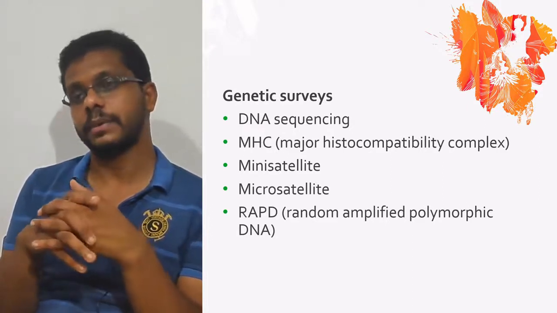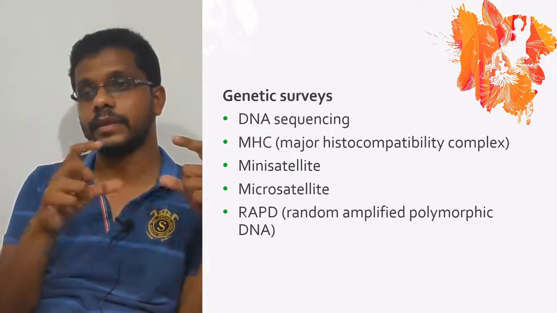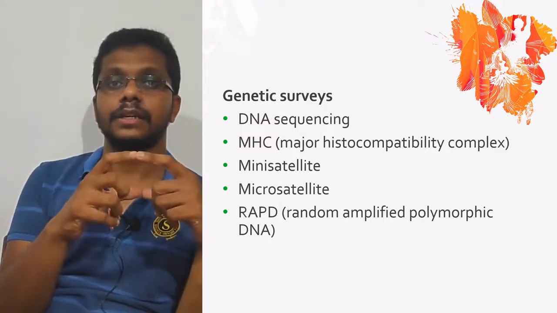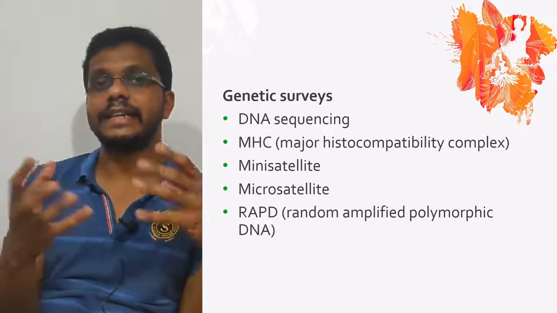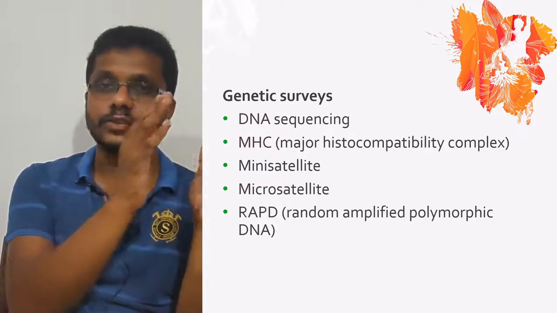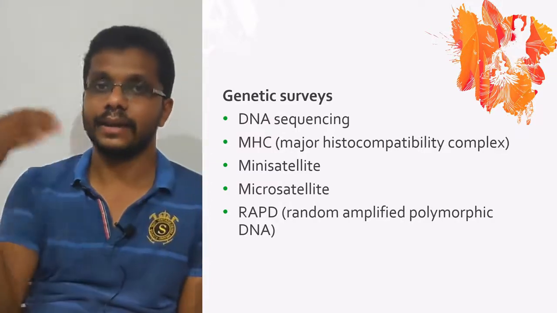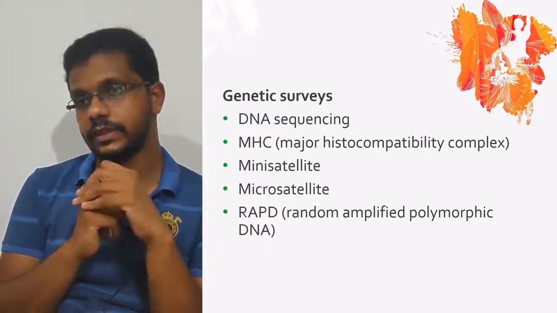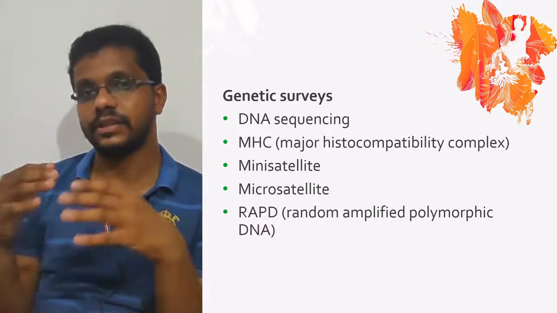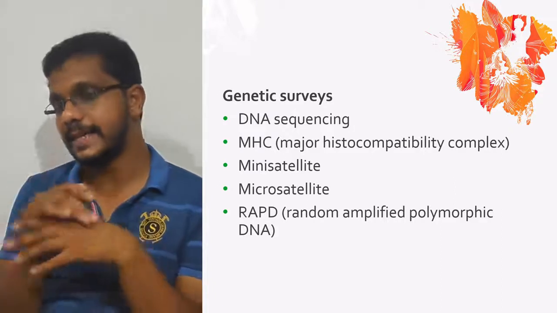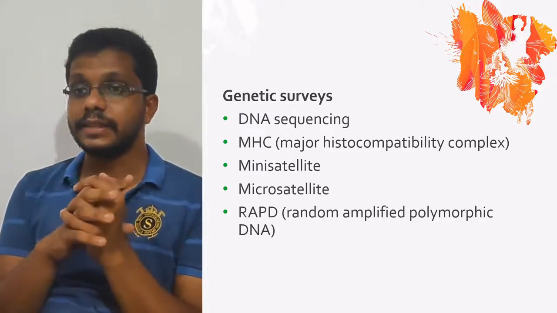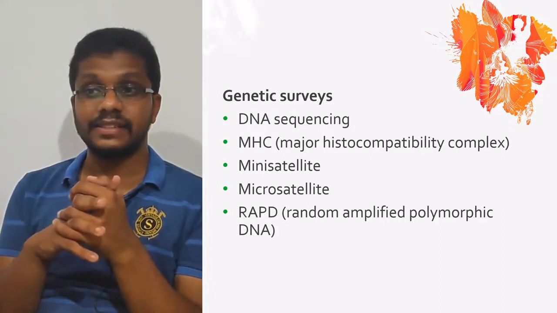But most of the time what people do is take some selected genes, the genes which are indicating the diversity, and sequence only those particular genes and compare across other members of the species. So DNA sequencing is the best method. It is finding out the sequence of nucleic acids in DNA. Second method is the MHC assay.